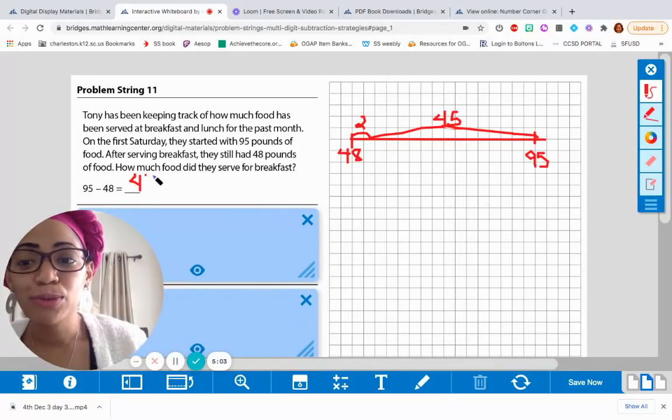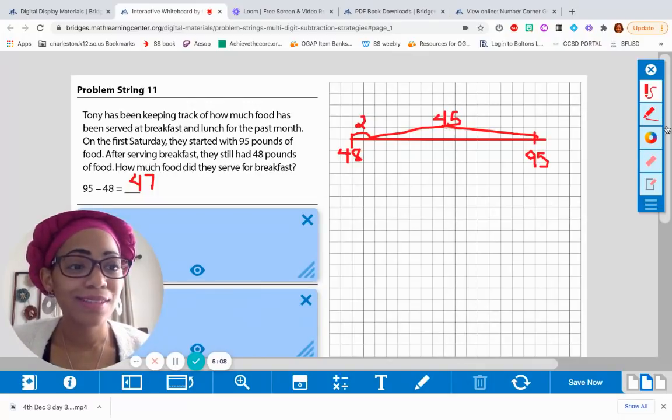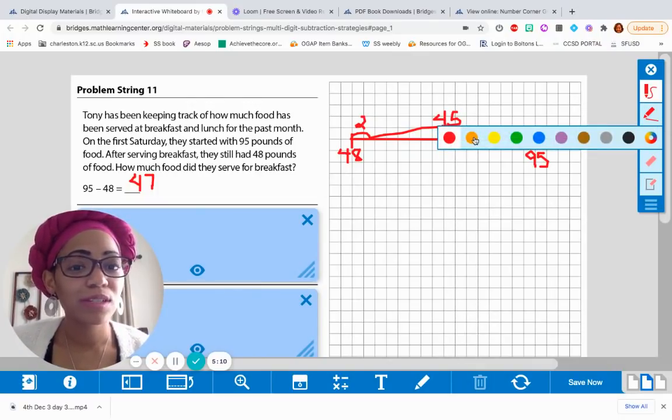And I want to show you something. And I'm going to use the same number line to show you, but I'm going to use a different color.